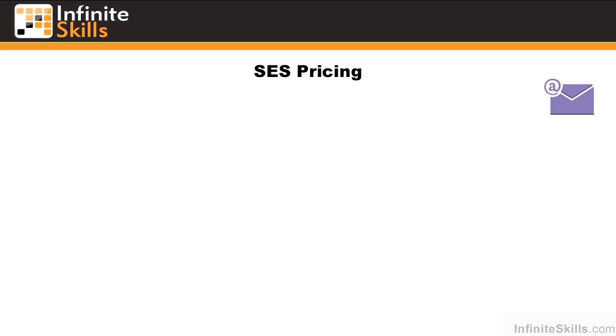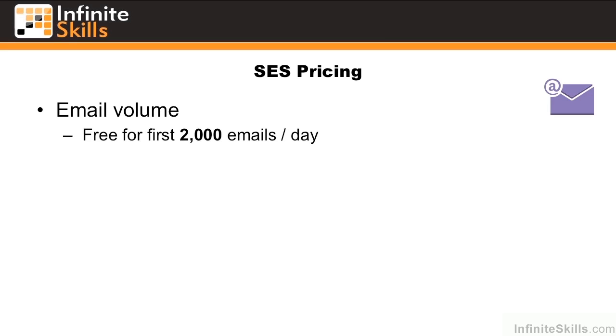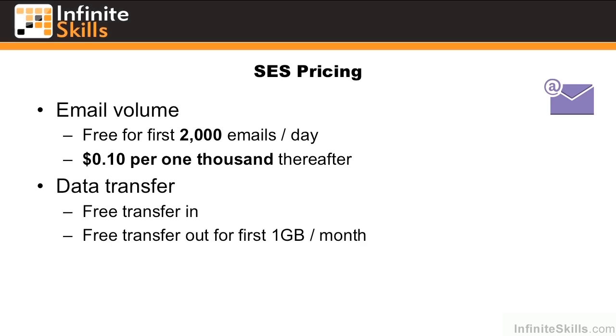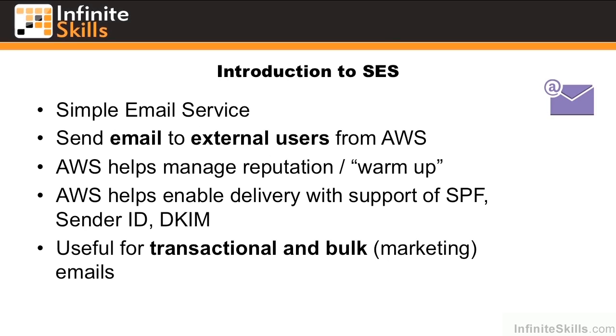SES has several facets of pricing. First and foremost is email volume. The first 2,000 emails per day fall under the free tier, and some customers may never even hit that limit. After that, they're only 10 cents per 1,000. You're also charged for data transfer. You get free transfer in and free transfer out for the first gigabyte per month. After that, it's 12 cents per gigabyte month.